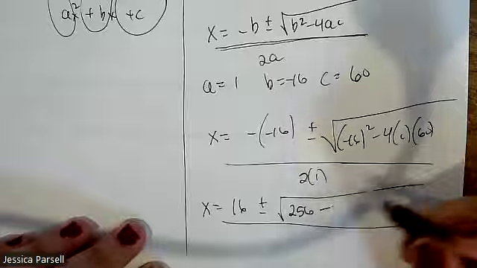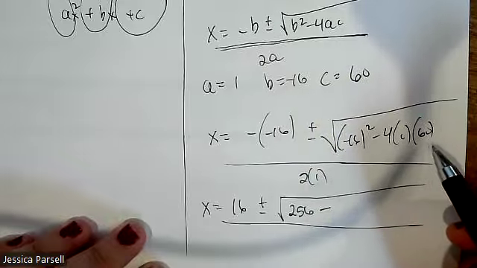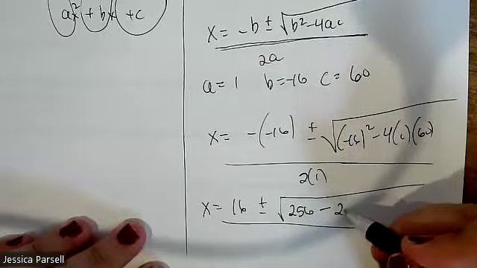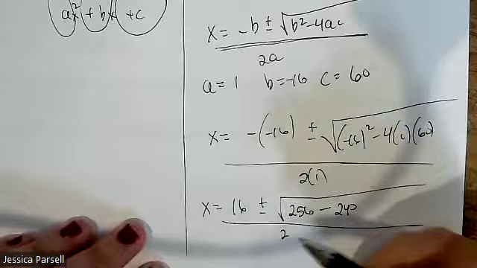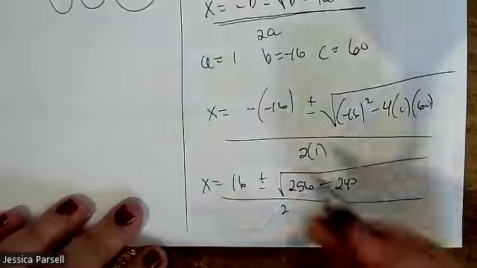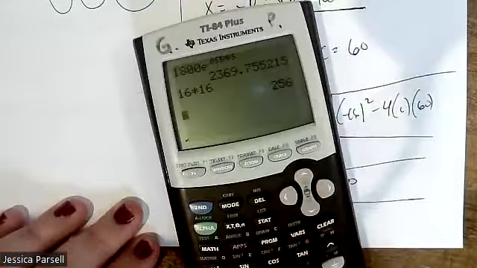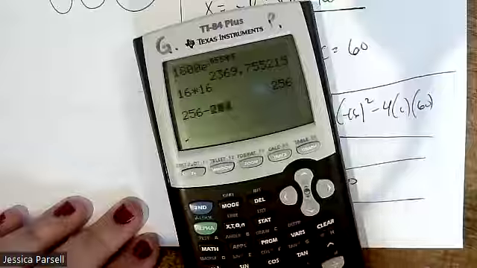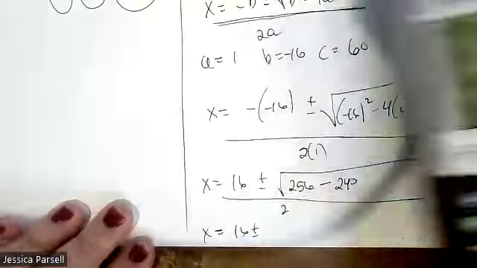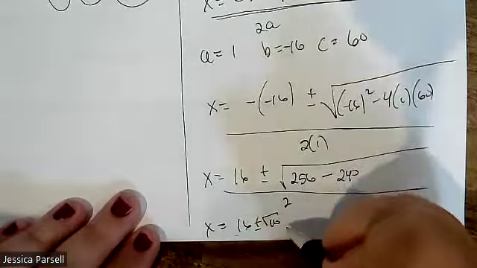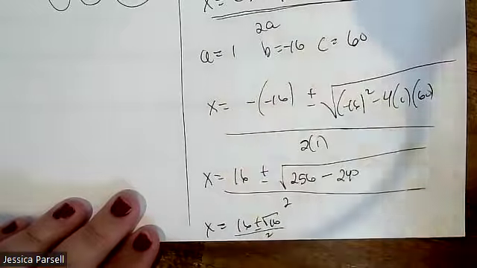256 minus 4 times 1 is 4, and 4 times 60 is 240, and 2 times 1 is 2. Okay, so we're going to keep going. X equals 16 plus or minus 256 minus 240 is 16. Okay, square root of 16 all over 2.